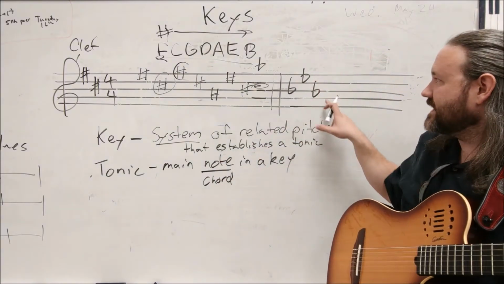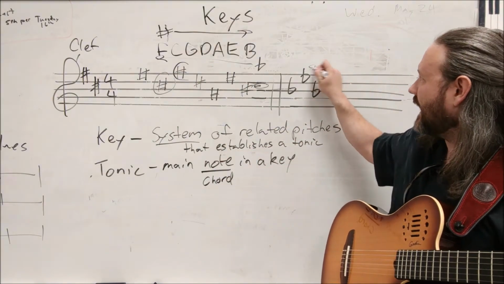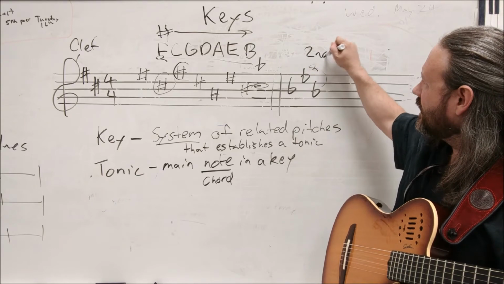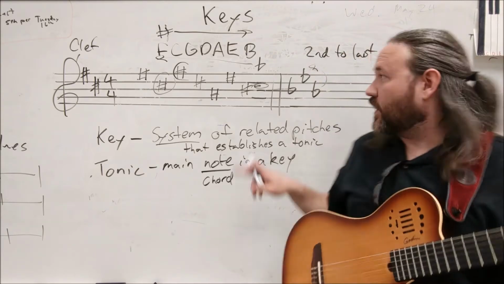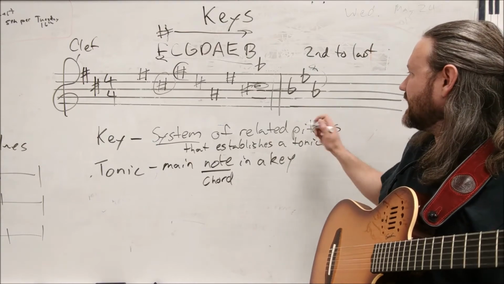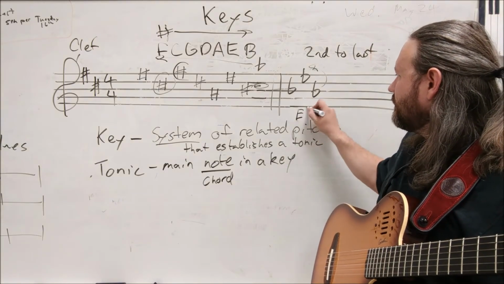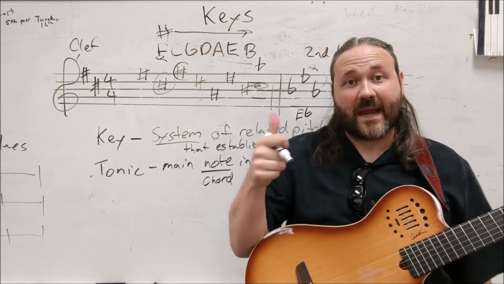So if you have these flats, you just go to the second to last flat. So it's the second to last. That's the name of the key. So we go to the second to last flat. This is the key of E flat major. E flat major. Bam, we figured it out.